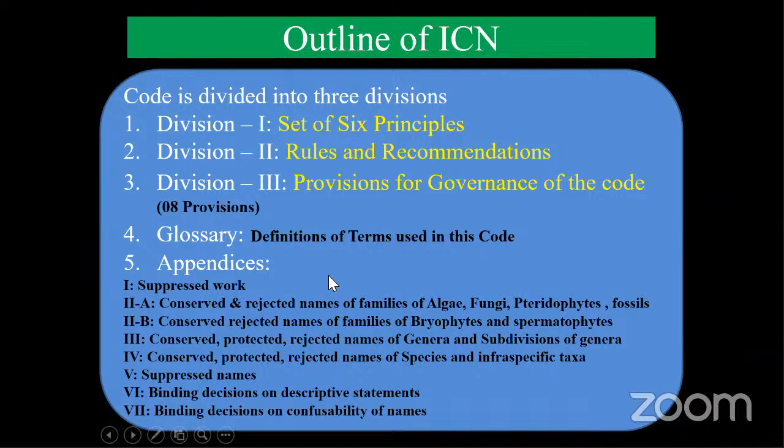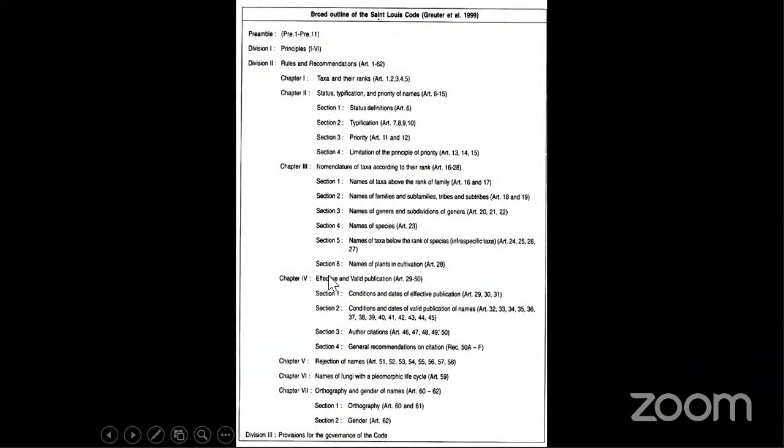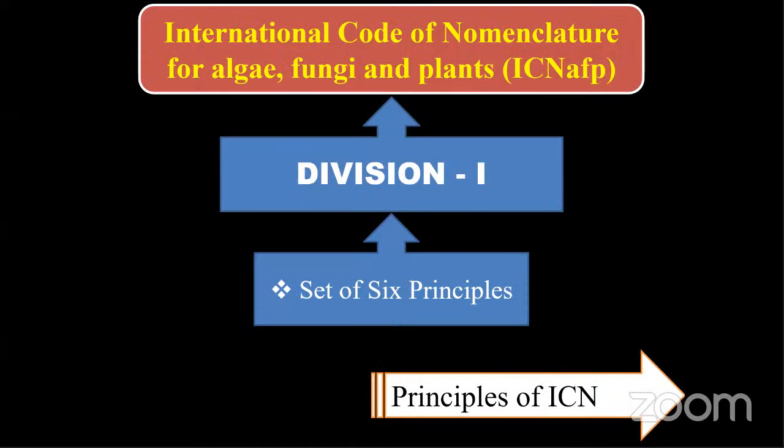So here there are certain rules. Division second includes various chapters. These chapters are again divided into various sections, and these sections include certain articles, and every article is mainly coded for specific rules. So firstly, we are dealing here with division first, which includes a set of 6 principles.